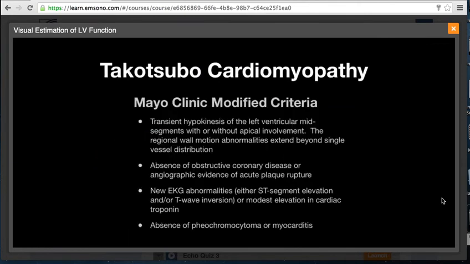Let's briefly go through Takotsubo's cardiomyopathy, which is transient apical ballooning. Some call this broken heart syndrome, but this is basically transient hypokinesis of the left ventricular mid-segments with or without apical involvement. And the regional wall motion abnormalities are going to extend beyond a single vessel distribution. In order to make this diagnosis, there should be absence of obstructive coronary disease or angiographic evidence of acute plaque rupture. There may be EKG changes that mimic acute coronary syndrome. You should also have absence of pheochromocytoma or myocarditis prior to making the diagnosis.